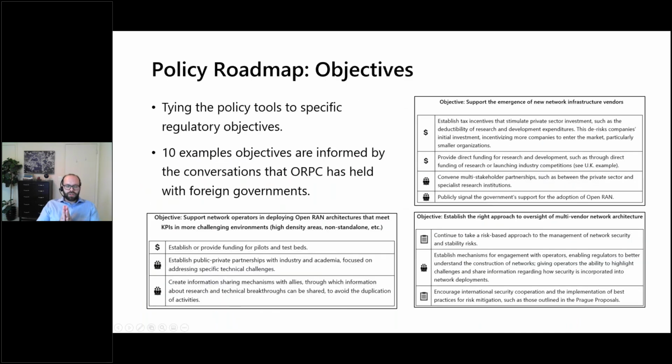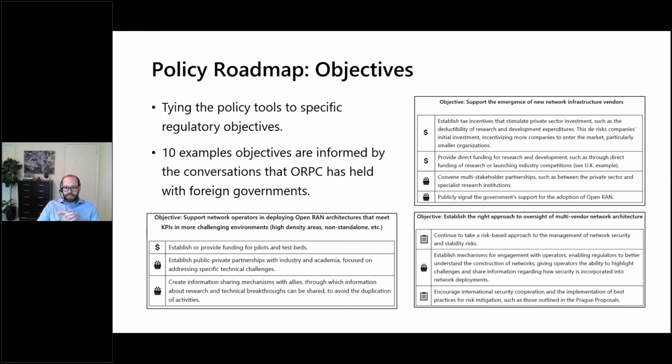So those are the range of tools. What we do next, and really what takes up most of the roadmap itself, is tying those tools to specific regulatory objectives. And what we've done is pulled 10 example objectives which have come up in conversation with our governments over the past few months, and tied those tools to specific objectives.